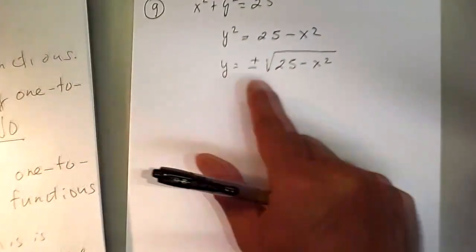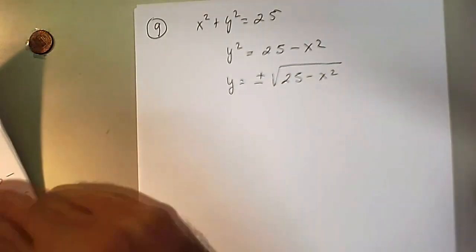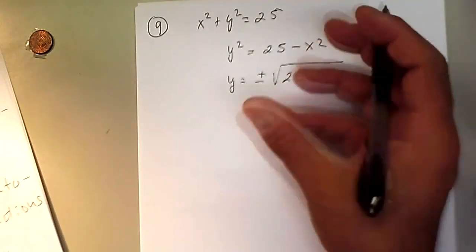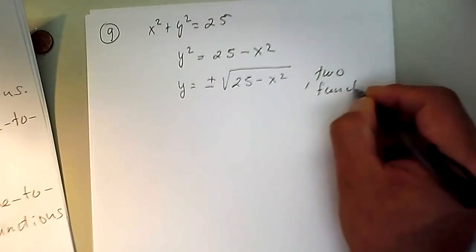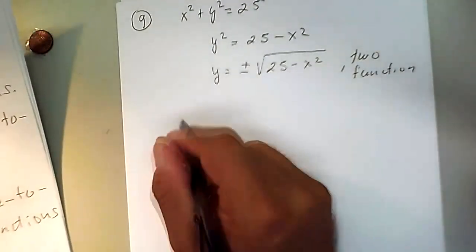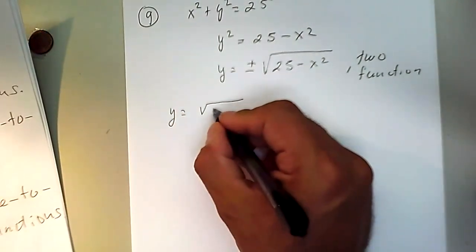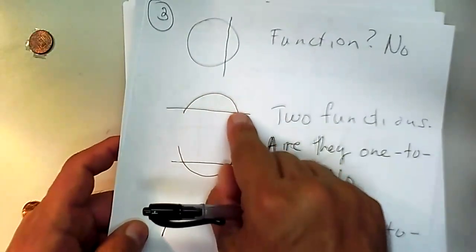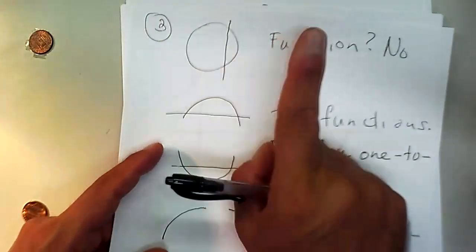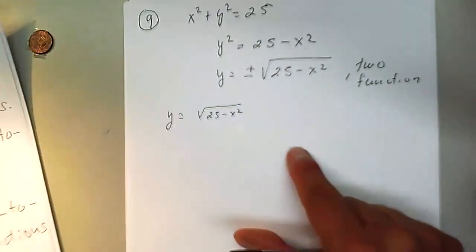Okay, but I don't want to have two, so we're going to narrow our view. So these are two functions. Let's focus on one function. So y equals just the positive part, which is this half. Now, can we find the inverse of that? No, because it is not one-to-one. It doesn't pass the horizontal line test.